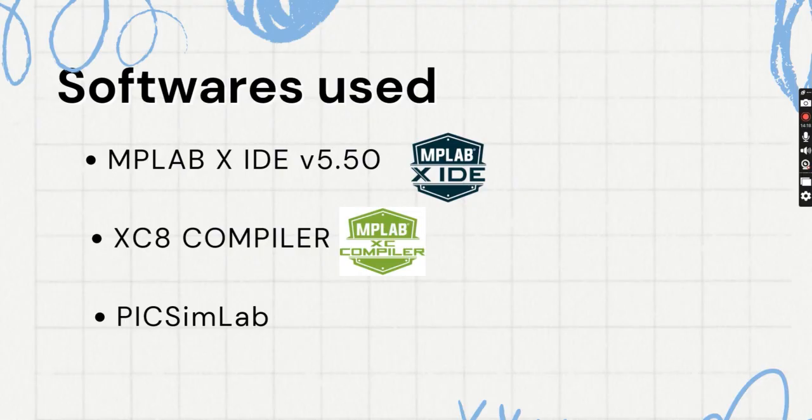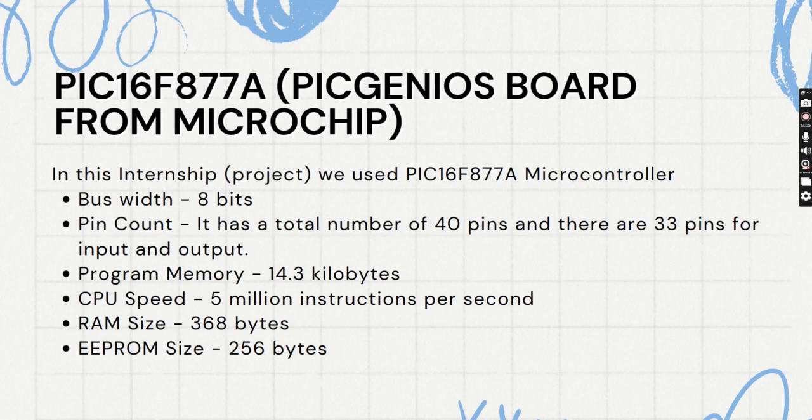The second software we use is the XC8 compiler. It is used to compile the code that we have written in the MPLAB software. And the third is the PICSimLab tool. It is used to simulate the whole project into a visual representation.